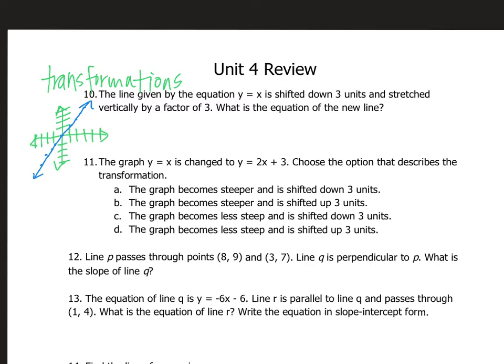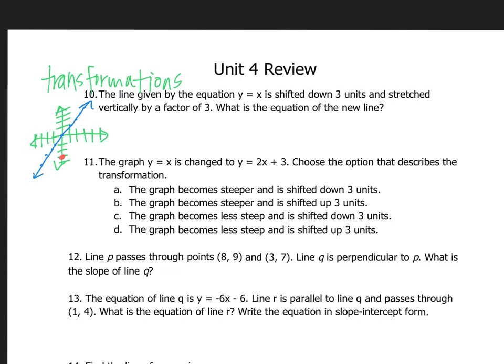This is saying that it's shifted down 3 units, so that's going to impact our y-intercept because it's shifting down 3 units. And it's also going to impact the whole equation, but specifically when we're talking about the equation, it's going to impact the y-intercept, and then it's also stretched vertically by a factor of 3. Okay, so in red, I'm going to shift this down 3 units. 1, 2, 3. Okay, so here is my first point. My first point is now at -3.